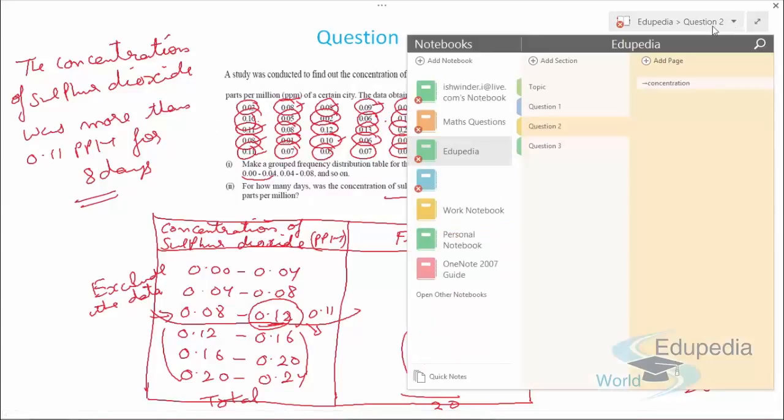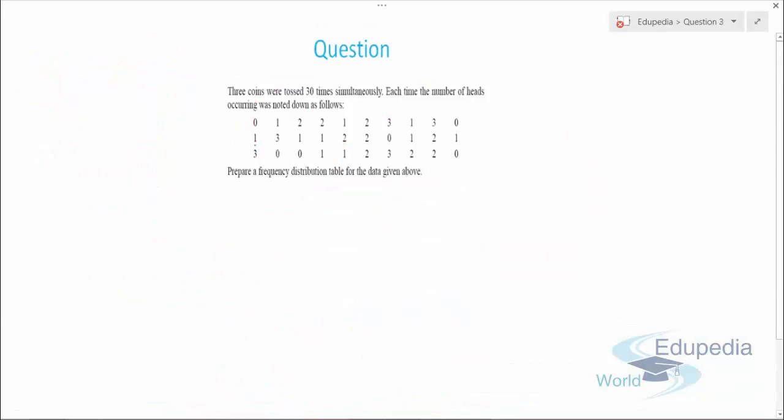So let's do the next question, which is question number 3. Now, the question says that 3 coins were tossed 30 times simultaneously, right? And each time the number of heads occurring was noted down as follows. So this means these are the number of heads, and the coin was tossed 3 times simultaneously, right? So we need to prepare a distribution table for the given data.